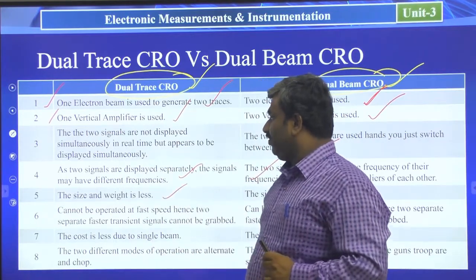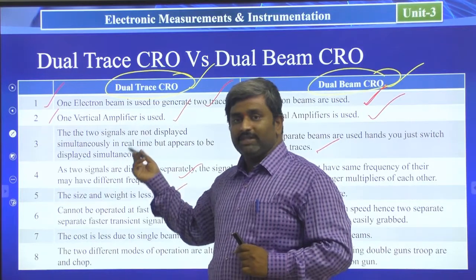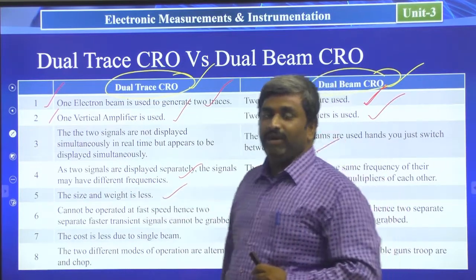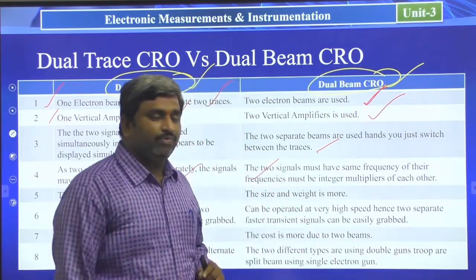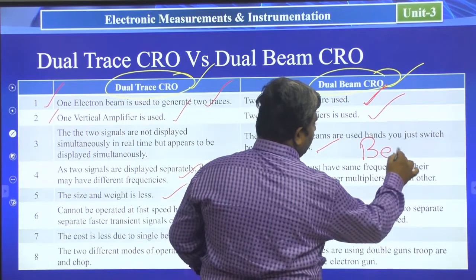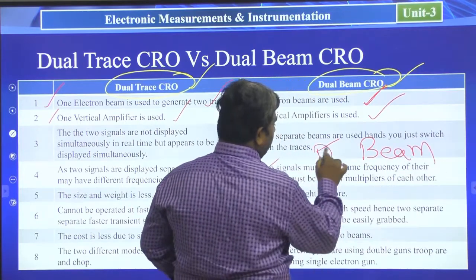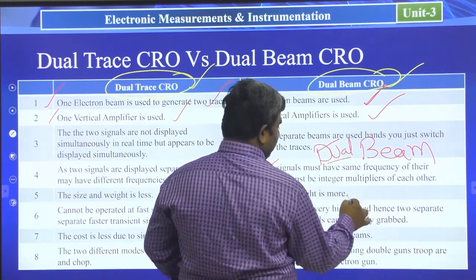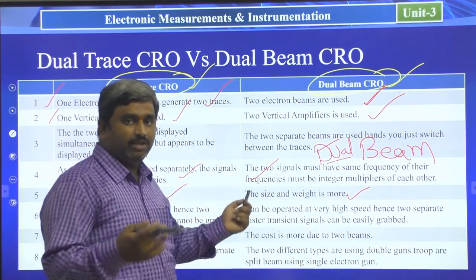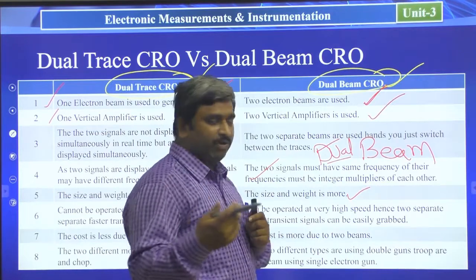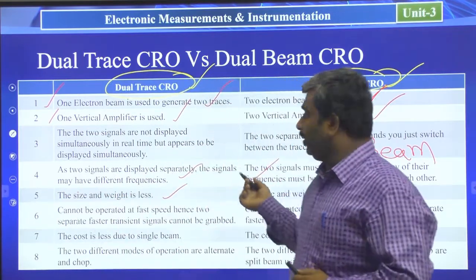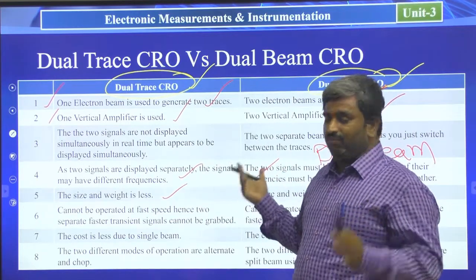Next, the size and weight are less because of less hardware: a single electron gun is used, so for that reason the weight and size of the dual trace CRO is less. Whereas the dual beam CRO is very high in weight, right? Size is also very high, a huge size compared to the dual trace CRO. The dual beam CRO is very heavy.